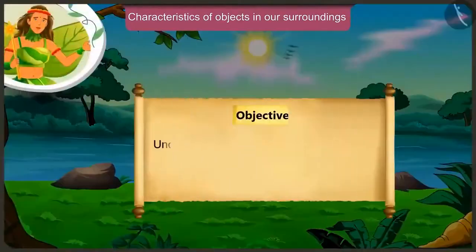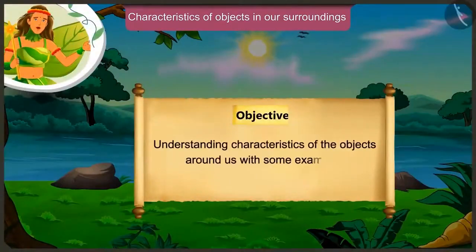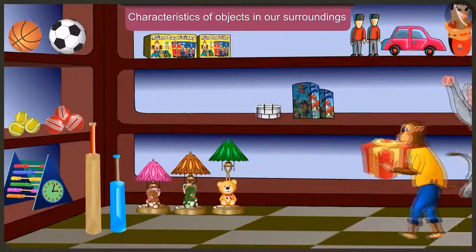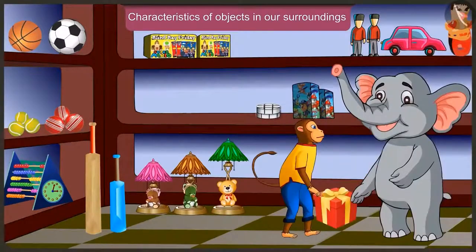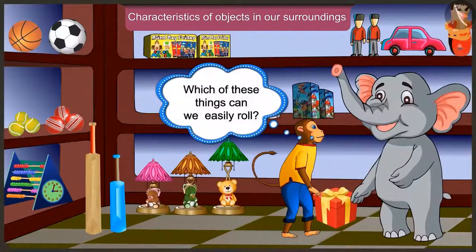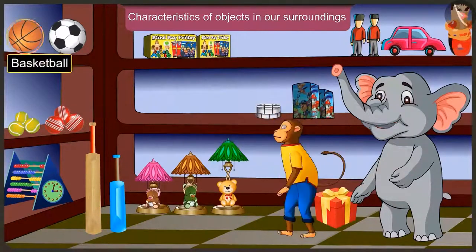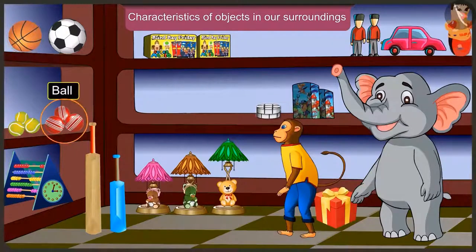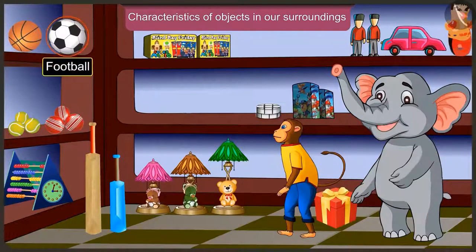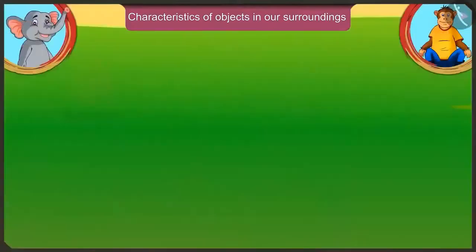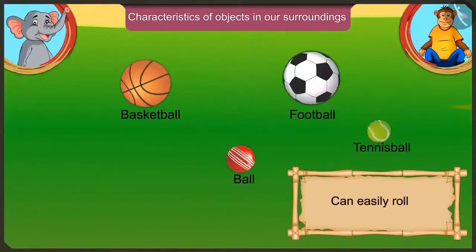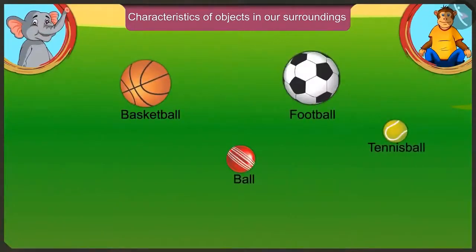Today we will understand the characteristics of objects around us with some examples. Which are the things here which can be easily rolled? We can easily roll basketball, ball, football and tennis ball because they don't have any corners. And they have a curved surface.